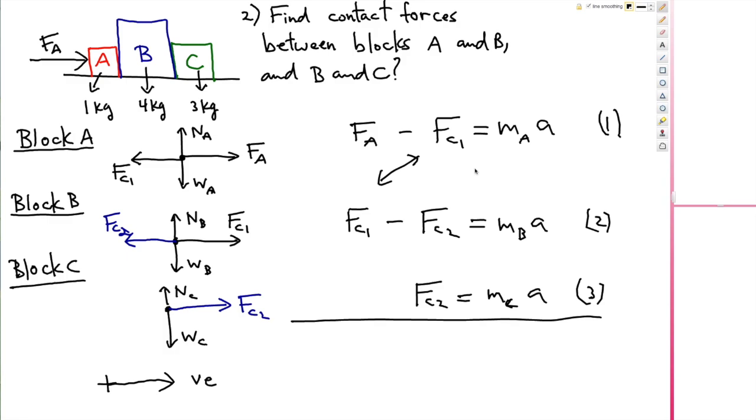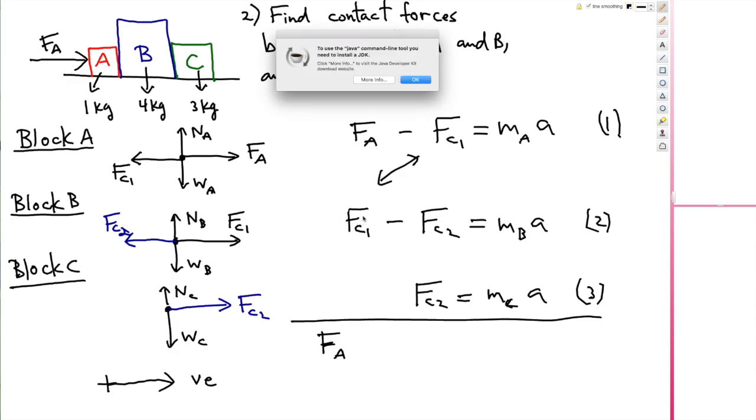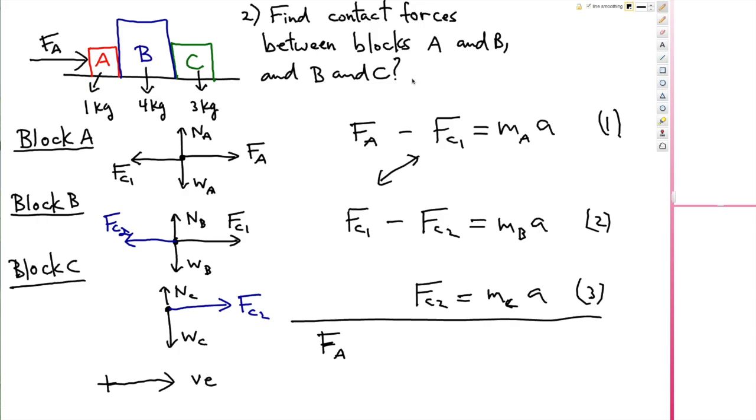One way to simplify this is simply to add up all these three equations. If you add up all three equations, you have FA over here. The minus FC1 and plus FC1 cancel. And we have minus FC2 over here, and then plus FC2 over here. Those cancel, so that's it. So that would be simply equal to MA plus MB plus MC, and all the blocks have the same acceleration, so I just factored that out. And look, we get the same equation as on the first page.